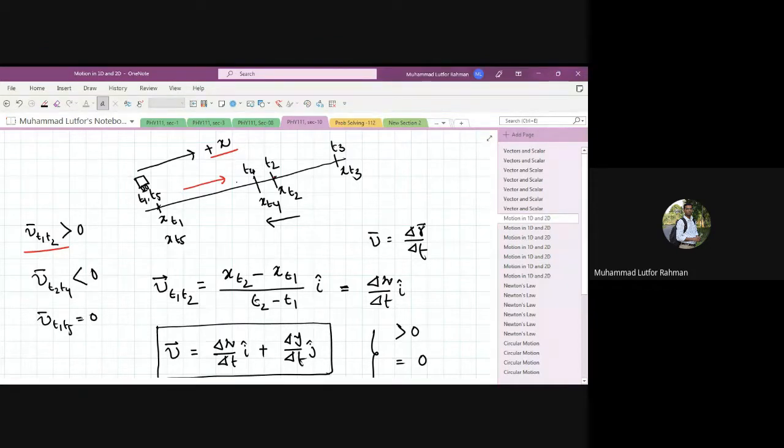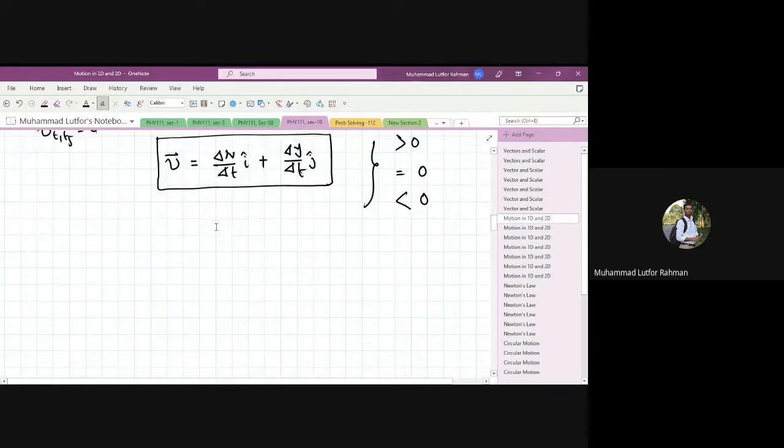Now, what about the average speed? Will the average speed between time t1 and t5 be 0? If I ask you, is the average speed between time t1 and t5 going to be 0? It's not going to be 0. Remember, average speed is a scalar quantity that we define as the total distance, which is the scalar quantity distance, divided by total time.